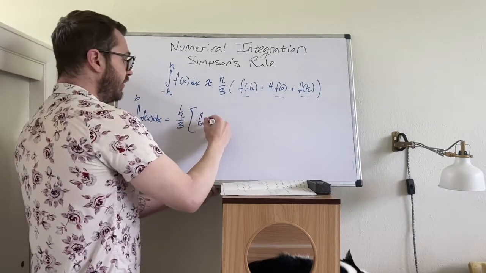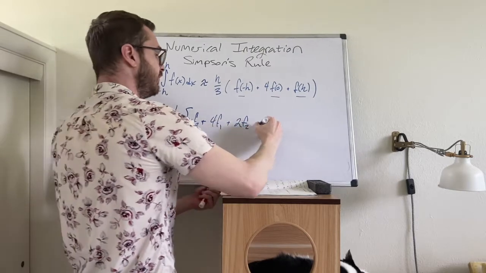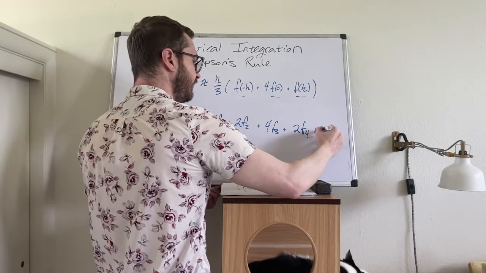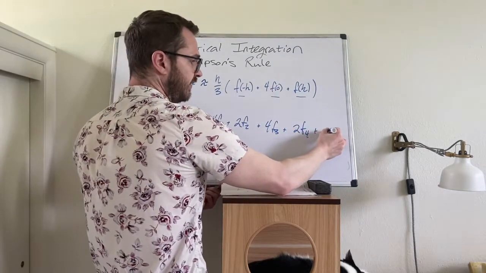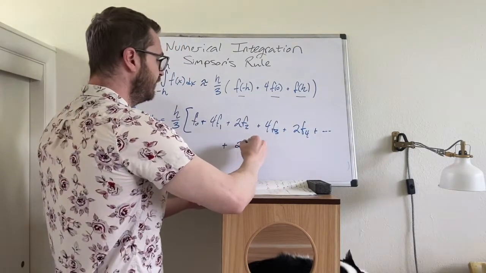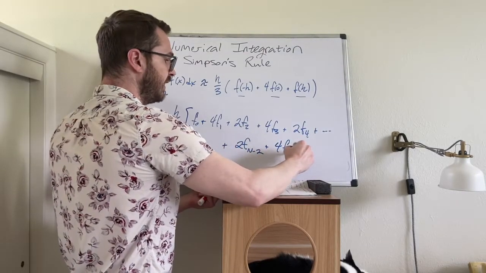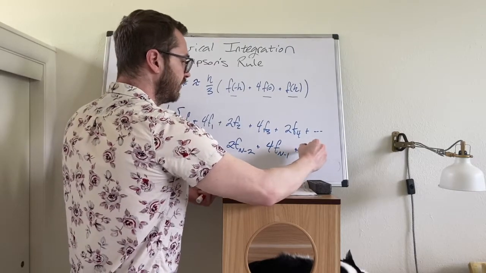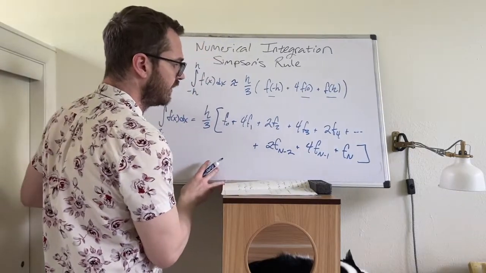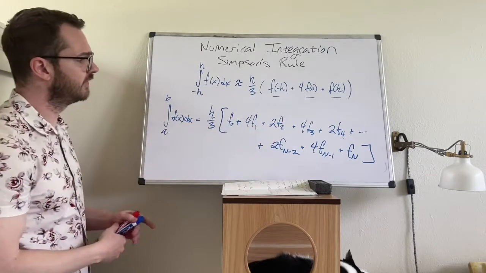We would have an F0, we would have 4 F1s, 2 F2s, 4 F3s, 2 F4s, plus dot, dot, dot, and then I'm going to just drop down. There would be 2 Fn minus 2s, 4 Fn minus 1s, and a single Fn, and that would close it off. So this is that same set of terms. We've just gotten rid of all the parentheses. Okay.